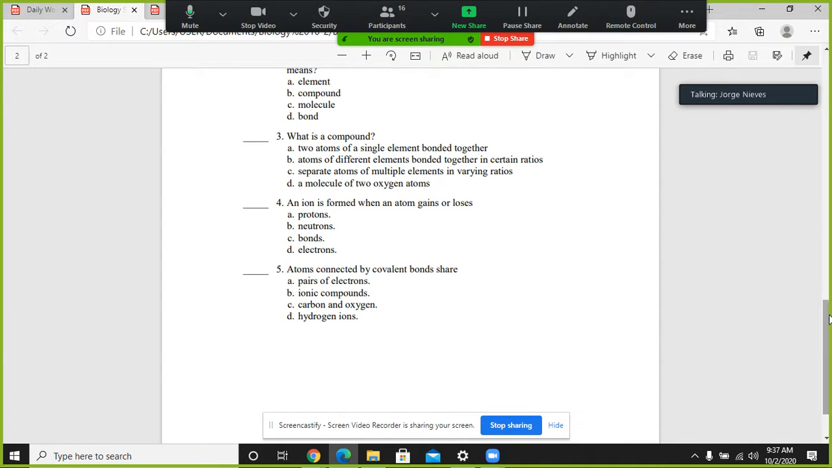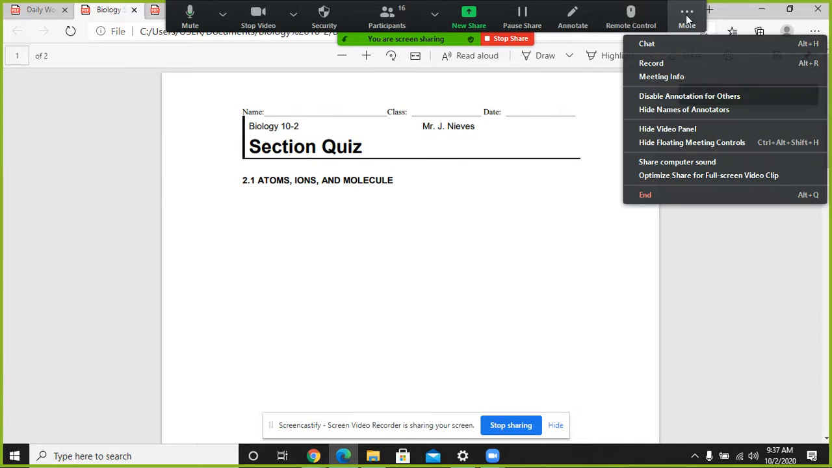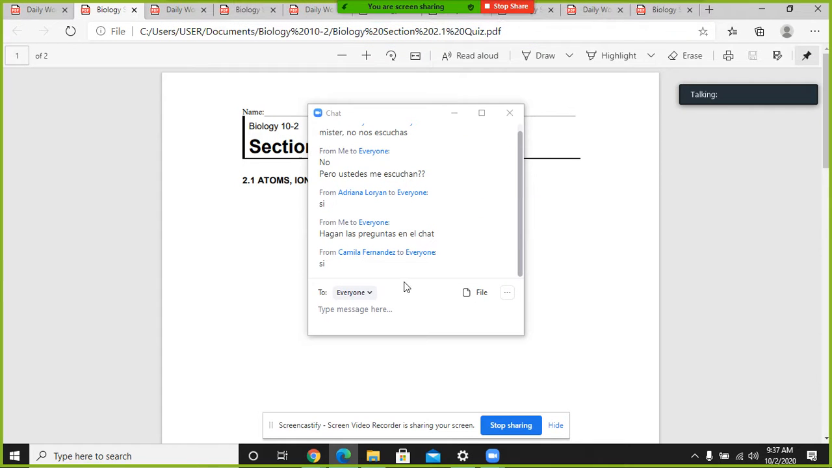Any questions about this? This was your section 2.1 quiz that we had last week. Any questions so far? Are we good? I hope you're hearing me clearly. If there is no question, you can ask it in the chat for section 2.1.